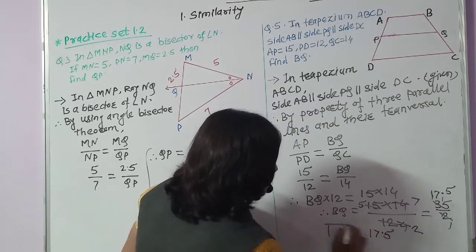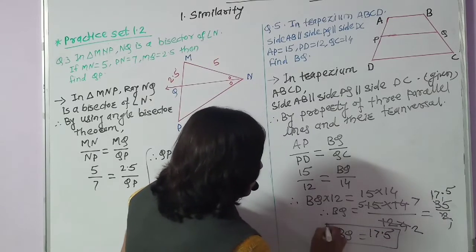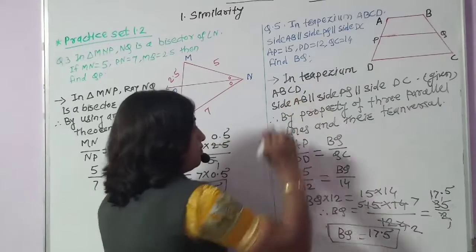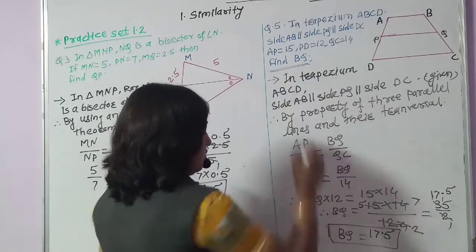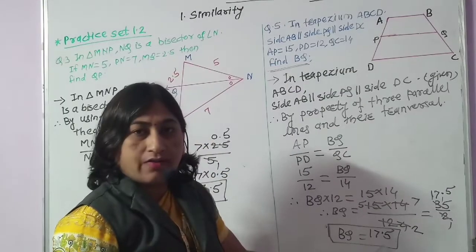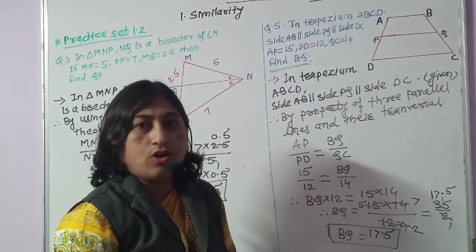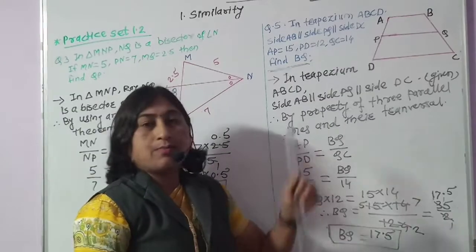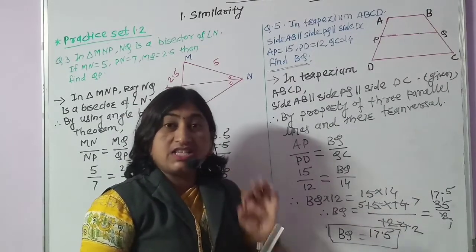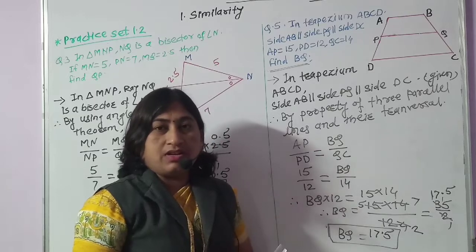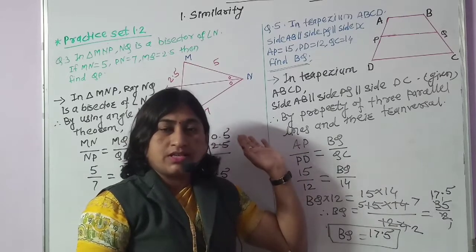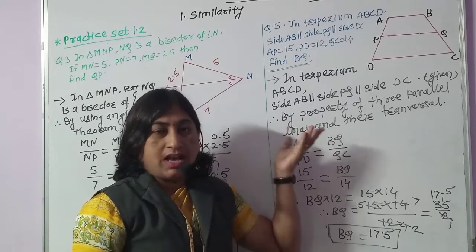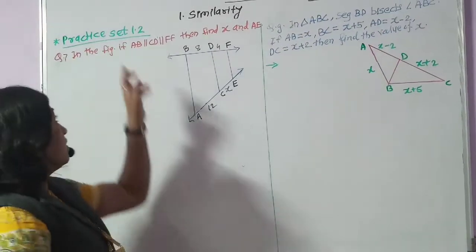Therefore we get the value of BQ equal to 17.5. We have to find the value of BQ, and this value we got here, 17.5. Understood? These two examples are very easy and simple. Questions may be asked in the SSC board examination like these simple examples.